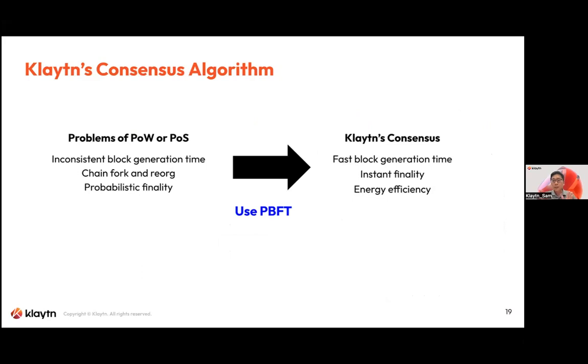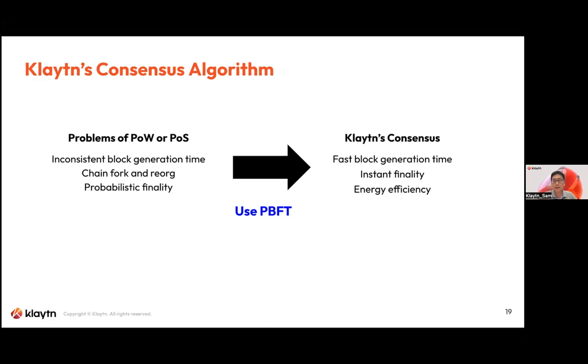When you try to understand the performance of a blockchain and mainnet, you first have to see what kind of consensus algorithm is used in that blockchain. So, PoW and PoS. PoS has better performance, but typically the problems of PoW and PoS are that in most cases they have inconsistent block generation time, and they might also have chain forks or reorgs, and in most cases they have probabilistic finality. So even though the block is generated, the finality is not 100% guaranteed in most cases.